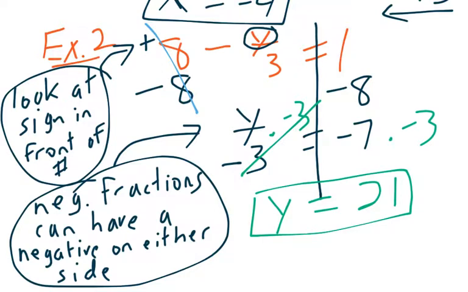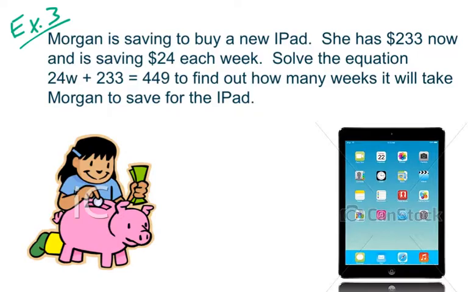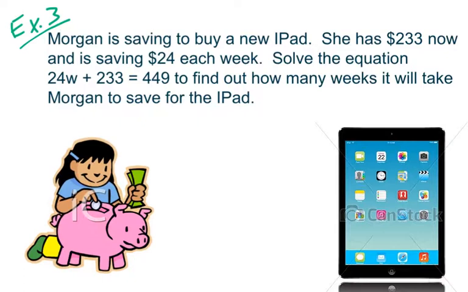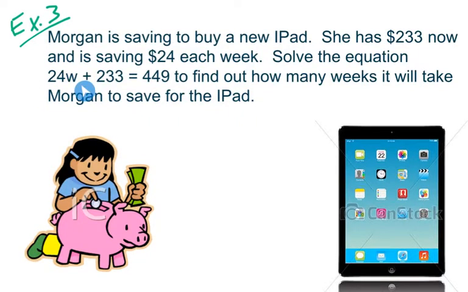All right, let's try a word problem. Let's say Morgan is saving to buy a new iPad. She currently has $233, but she's saving $24 each week. So solve the equation 24W plus 233 equals 449 to find out how many weeks it will take Morgan to save for her new iPad.